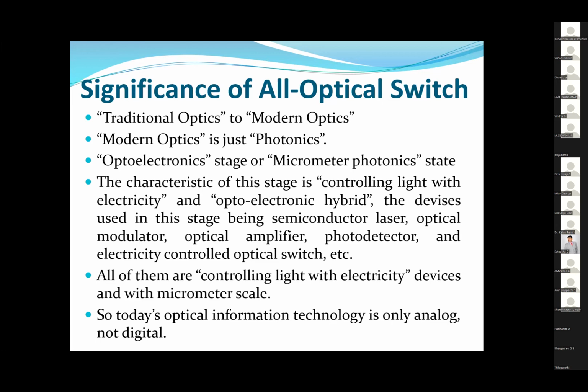Today's electronic information processing is digitalized because electronics has the transistor, an electricity controlling electricity device. However, up to now, we have no optical transistor. What do I mean by that? A light controlled by another light device. So it's the all optical switch. Today's optical information technology is only analog and not digital.